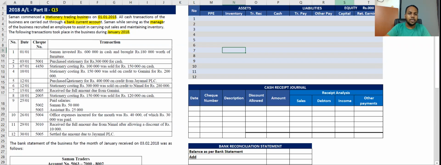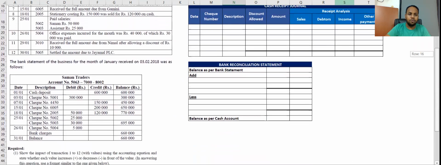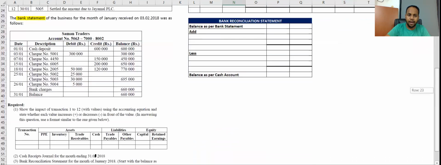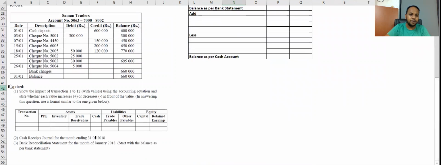So we have 12 transactions. And also the bank statement for the month of January is given. And the requirements.